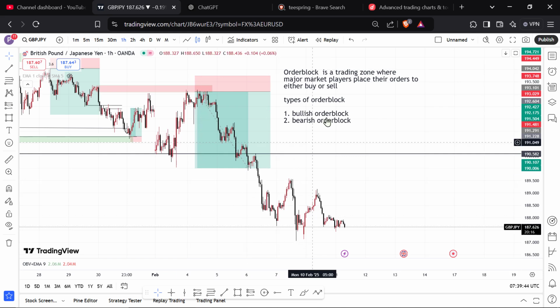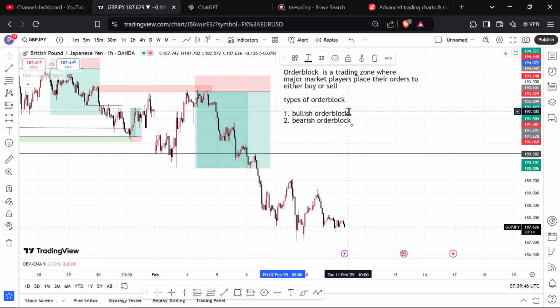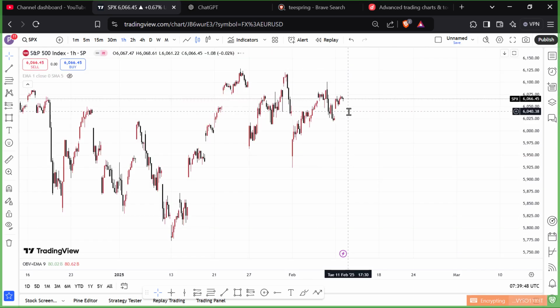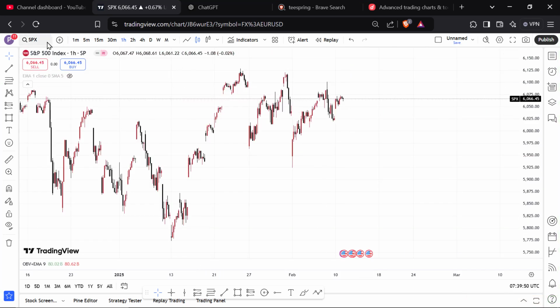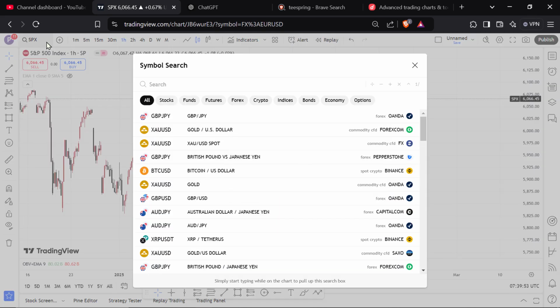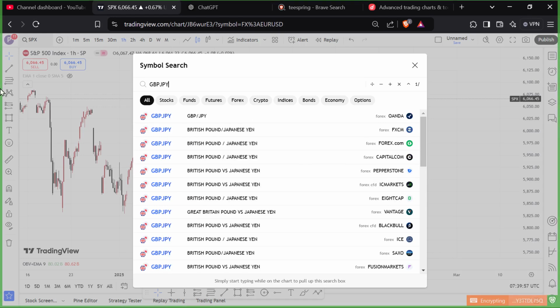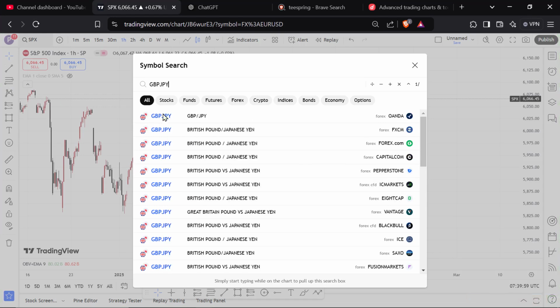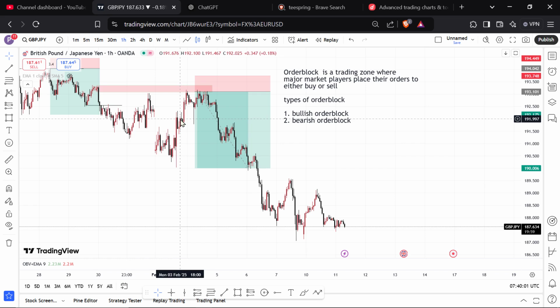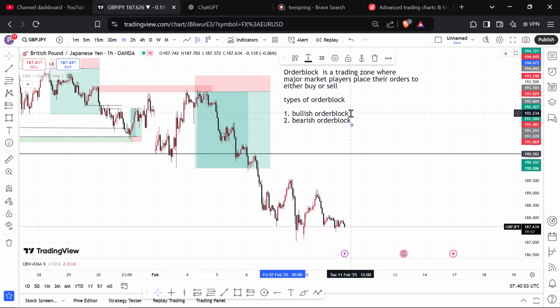Now, what is the bullish order block? Now let's start from here. What's wrong with this? Sorry about that. Let me go out GBP JPY. So what's a bullish order block?